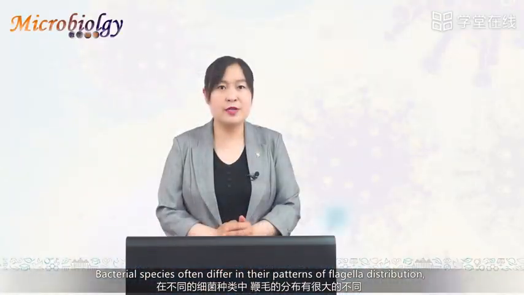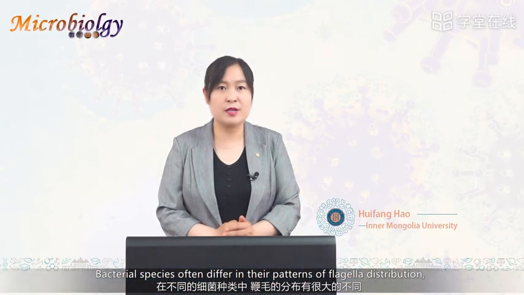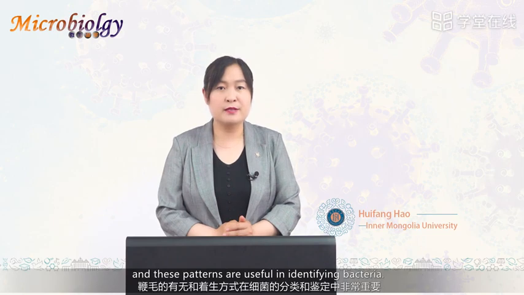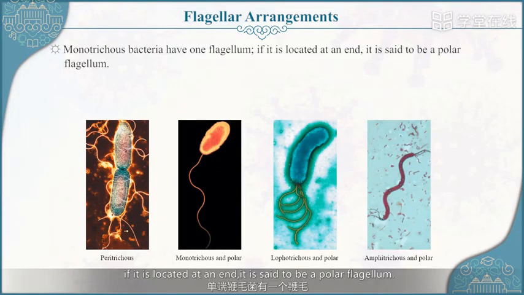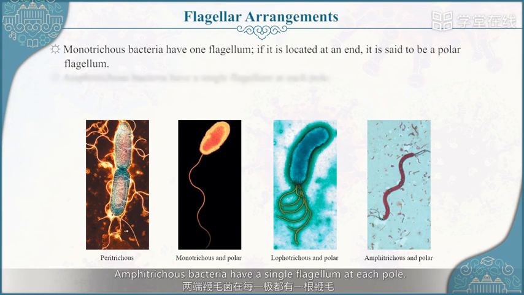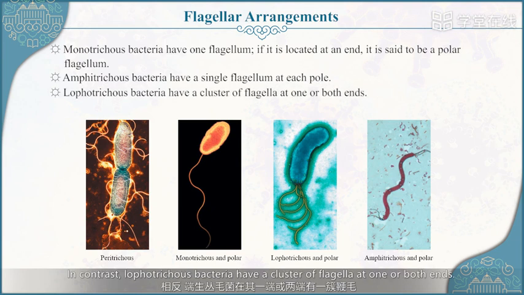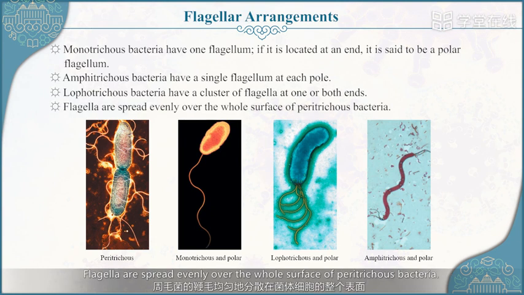Bacterial species often differ in their patterns of flagellar distribution, and these patterns are useful in identifying bacteria. Monotrichous bacteria have 1 flagellum. If it is located at an end, it is said to be a polar flagellum. Amphotrichous bacteria have a single flagellum at each pole. Lophotrichous bacteria have a cluster of flagella at one or both ends. Flagella are spread evenly over the whole surface of peritrichous bacteria.